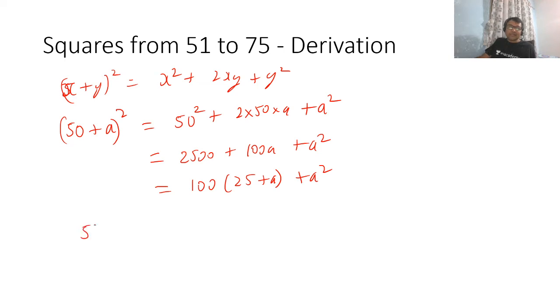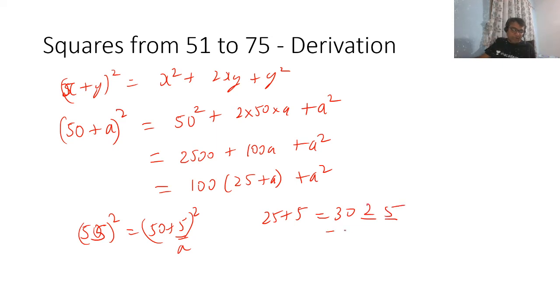For example, just giving an example, suppose I do 55 square. That means 50 plus 5 the whole square, where a becomes 5. So it becomes 25 plus 5, which is 30. Then you multiply by 100, two places, and then you add a square, 25. So you will get 3025 immediately, right? So this is the derivation for the whole calculation, where you do 25 plus a, multiply by 100, and then add a square.